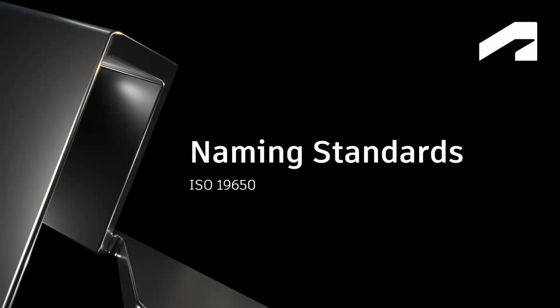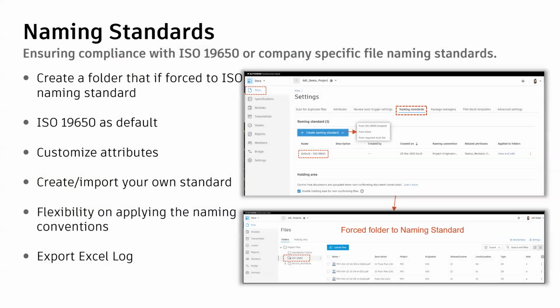Now, having all of this in place, we get an extra advantage of having naming standards and all kinds of other standards through the ISO 19650. And to make sure that we are compliant with the ISO, there are quite some tools available within Docs that make it possible to create folders that are actually forced to use that ISO naming standard. And the project admin can apply the ISO as default, or they can even customize the name attributes and the order of the attributes to match maybe any other company naming standard or the national standard.